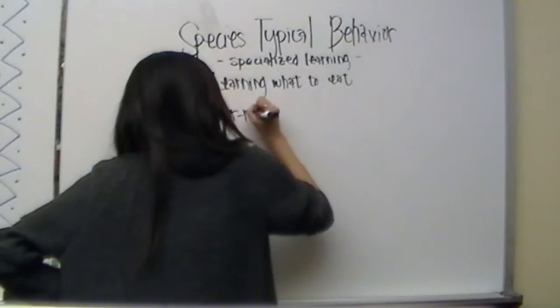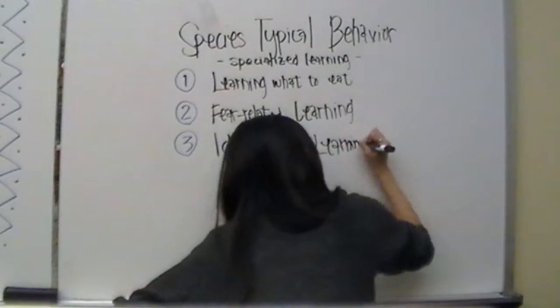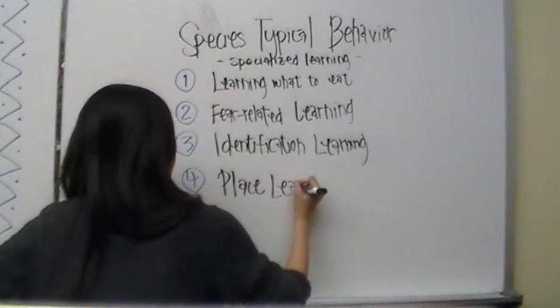It encompasses 4 different types of learning: learning what to eat or eating habits, fear-related learning, identification learning, and place learning abilities.